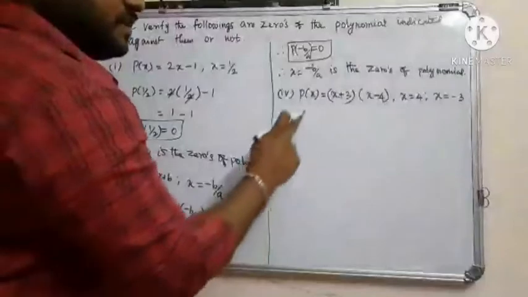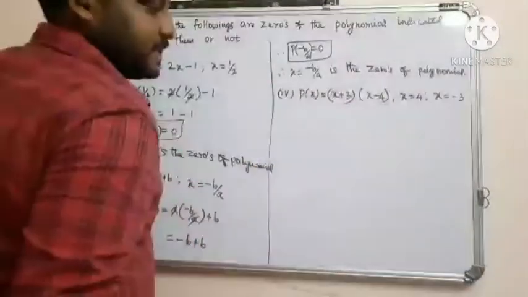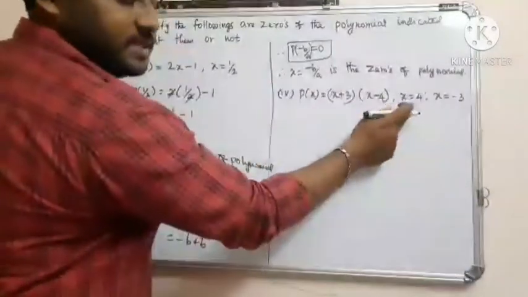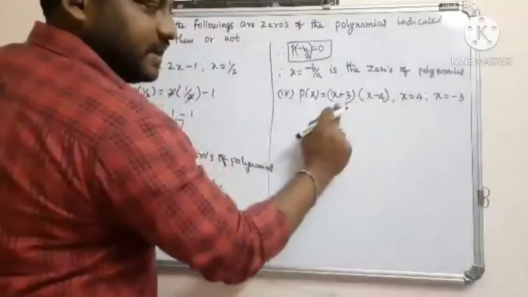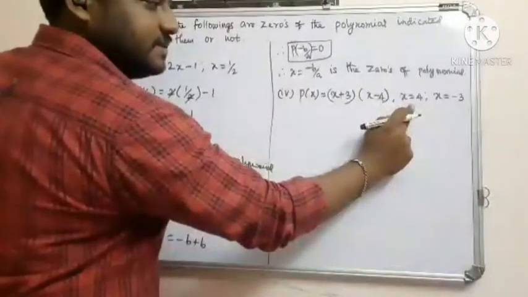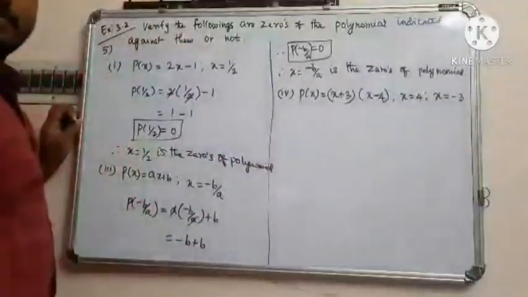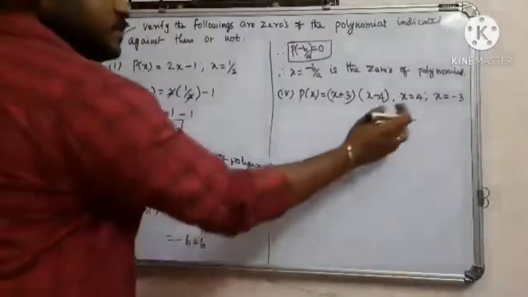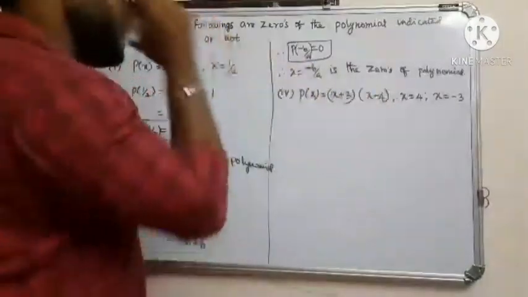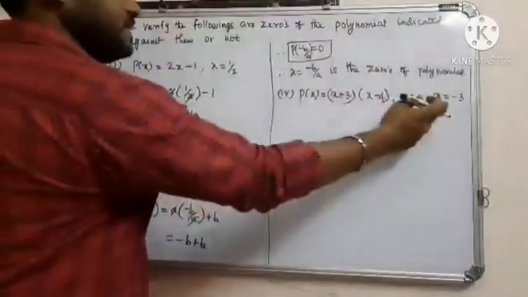So fourth question, p of x is equal to x plus 3 into x minus 4. So instead of x you should substitute the first value as 4, the second value as 3. So you should substitute the x value minus 3.